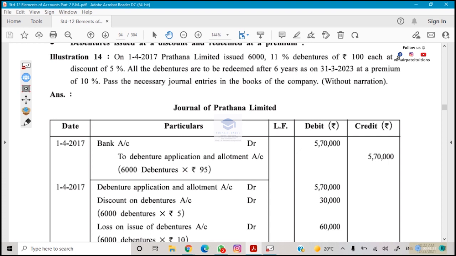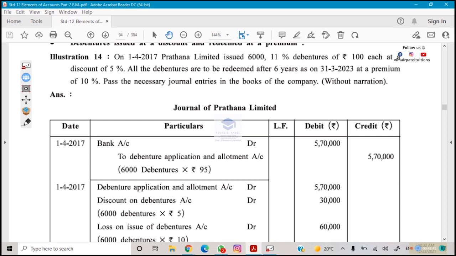4 marks. On 1/4/2017, Pratna Limited issued 6,000 11% debentures of 100 each at a discount of 5%. 100 rupees debenture was issued at 95, 5 rupees discount, 5% of 100. All the debentures are to be redeemed after 6 years on 31st March 2023 at a premium of 10%. So 100 rupees debenture issued at 95 and will be redeemed at 110.